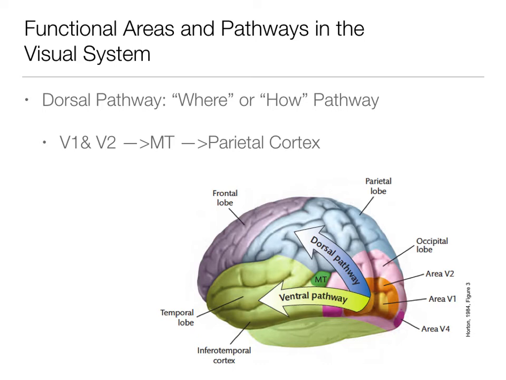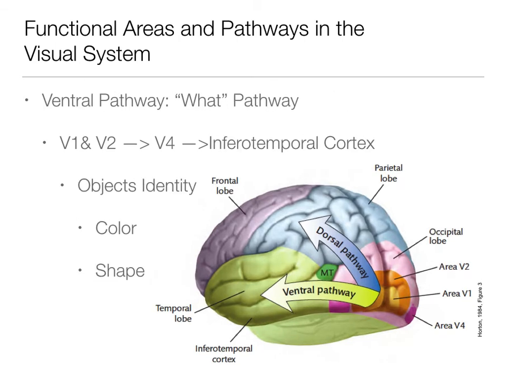On the dorsal pathway, we'll see things like object motion. Information about an object's location is also going to be on the dorsal pathway. Guided action is going to be on the dorsal pathway. The ventral pathway is the what pathway, okay?